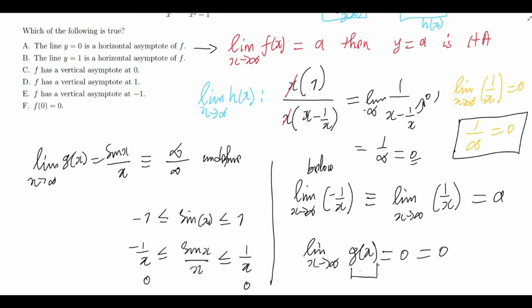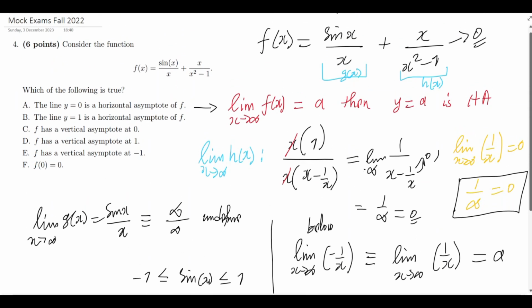Since we saw that the limit of our function h of x was 0 and g of x is 0, therefore y equal to 0 is a horizontal asymptote. This is a true assumption. So we have to keep that in mind. So that's it for this.